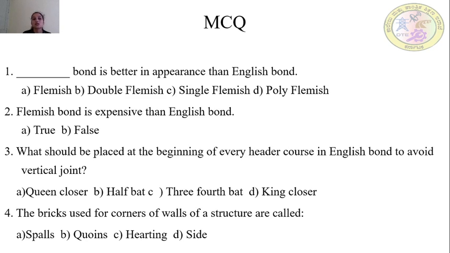False, because in Flemish bond we utilize various portions of brick, like bats, half bats, and wing closures. Okay. Then what should be placed at the beginning of every header course in English bond to avoid vertical joint?